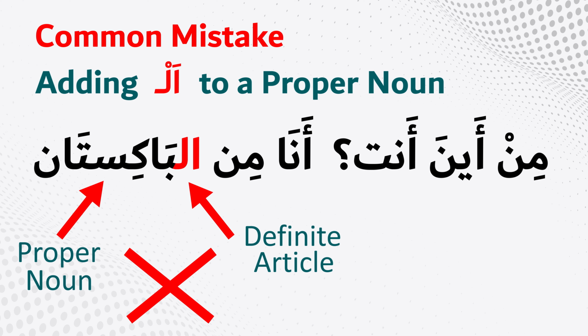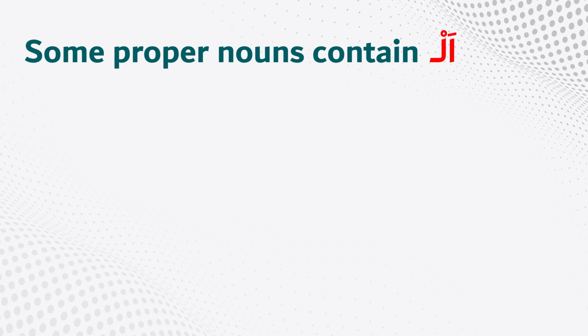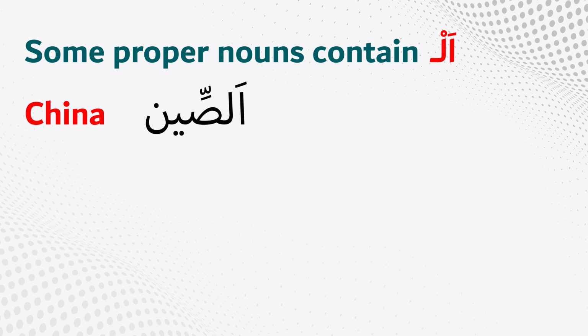However, some proper nouns contain the definite article originally, like China. In Arabic it is الصين. Here we can see the prefix al, but it is not serving here as a definite article. It's an original part of the word. India also is al-Hind, the same case.